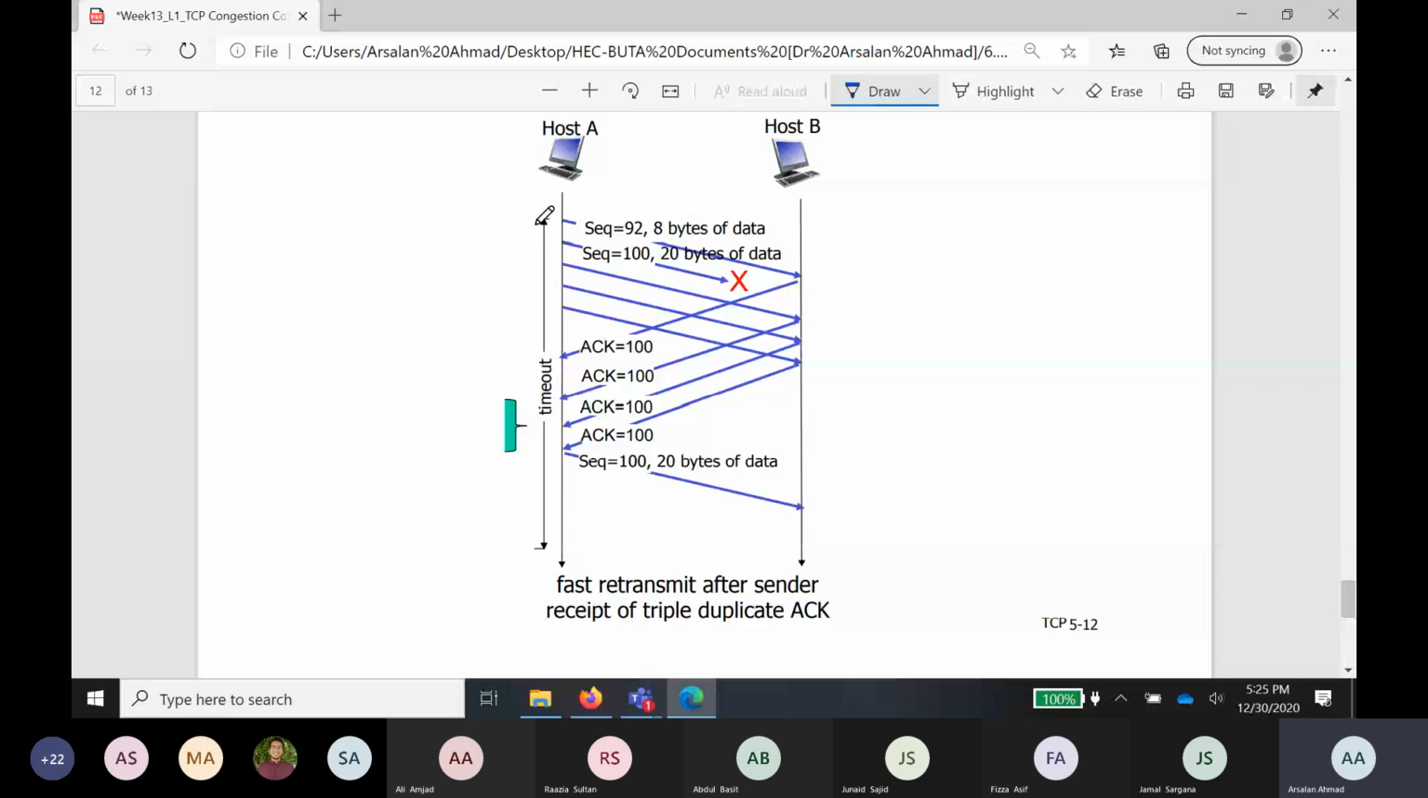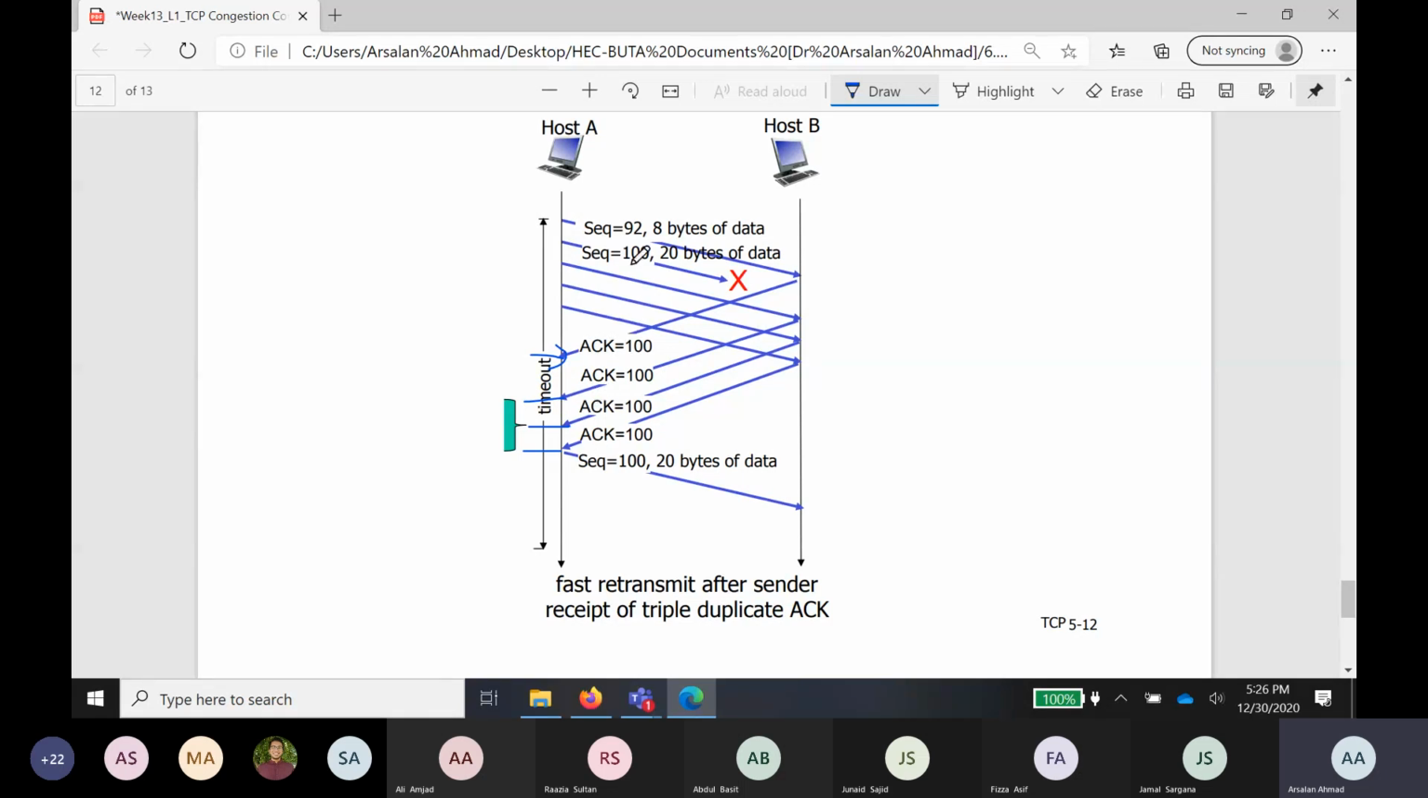TCP says that instead of waiting the whole timeout period, if I receive 4 acknowledgements, 1 original and 3 duplicate, that is why it is called the triple duplicate ACK rule, the 3 dup rule. So if I receive 4 acknowledgements, 1 original and 3 duplicate, it is highly likely that something has been lost.